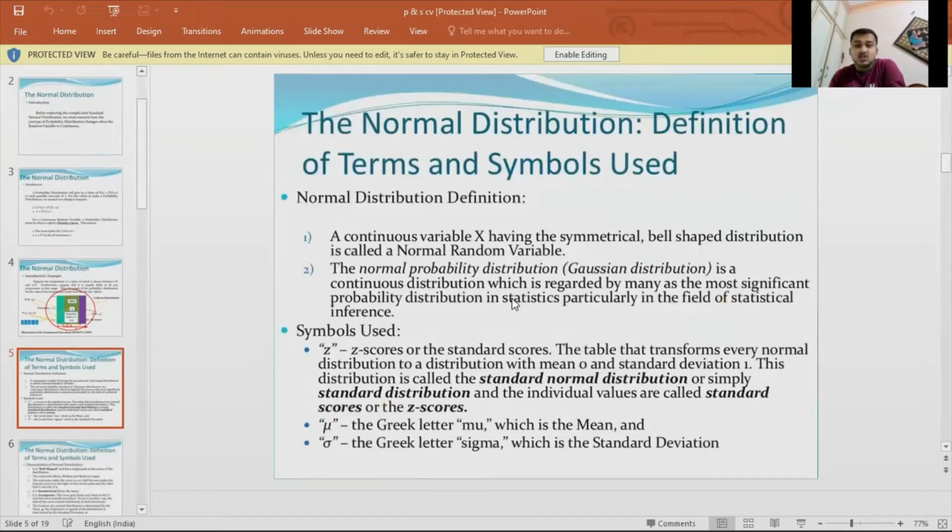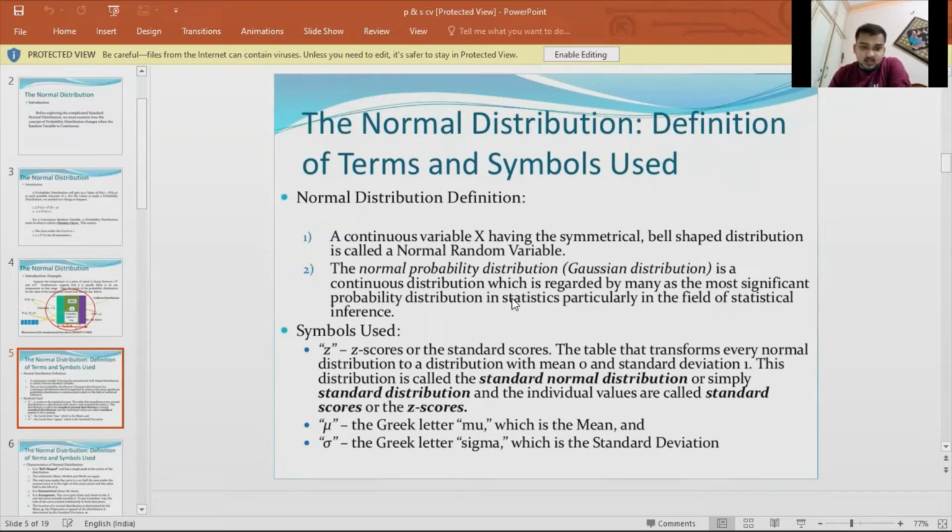The normal distribution, definition of the terms and the symbols used. A continuous variable x having a symmetrical bell-shaped distribution is called a normal random variable. The normal probability distribution, or Gauss distribution, is a continuous distribution which is regarded by many as the most significant probability distribution in statistics, particularly in the field of statistical inference.